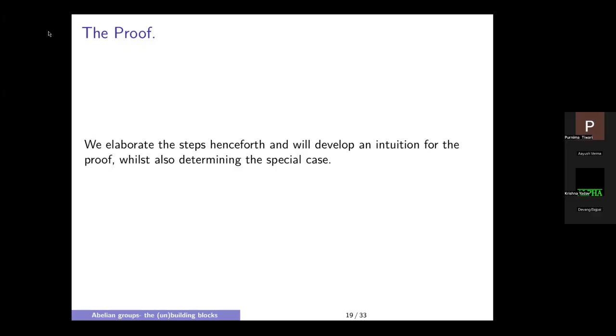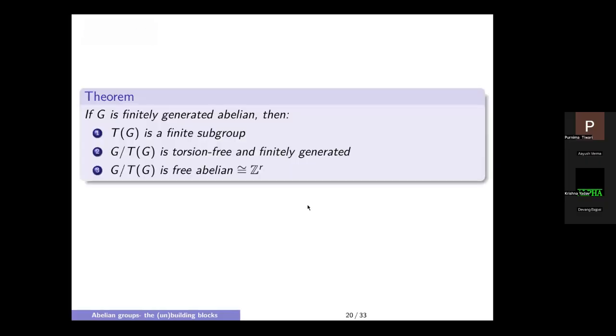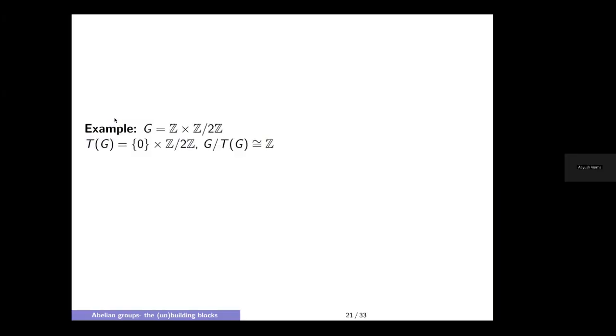So we will see a few examples based on the parts of the proof. There are a few theorems that we must be well versed with in order to prove the fundamental theorem. The first one is that if G is a finitely generated abelian group, then T of G is a finite subgroup. Just to be very basic, finitely generated just means you have a finitely generated set, whatever this abelian group is being generated by, that has a finite number of elements.